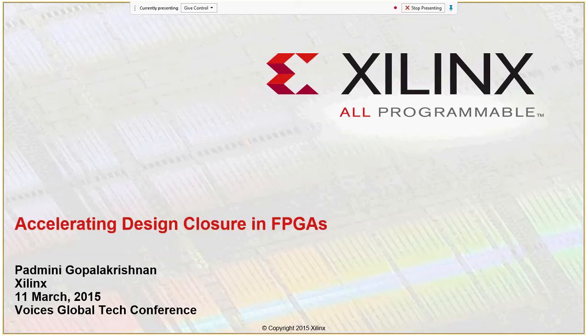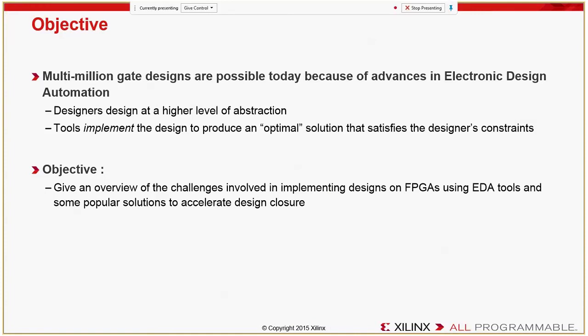Today I'll be talking about techniques to accelerate design closure in FPGAs. Multi-million gate designs are possible today primarily because of advances in electronic design automation. What this basically means is that designers design their functionality at a higher level of abstraction, and then tools are used to implement the design to produce an optimal solution that satisfies the designer's constraints. The objective of this talk is to give you an overview of the challenges involved in implementing designs on FPGAs using these automated tools, and also give you a flavor of some popular solutions or methodologies that are used to accelerate design closure.